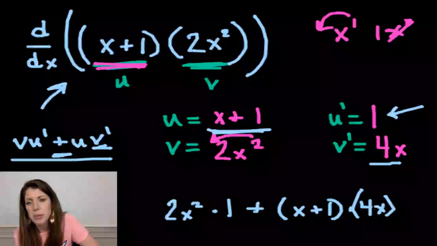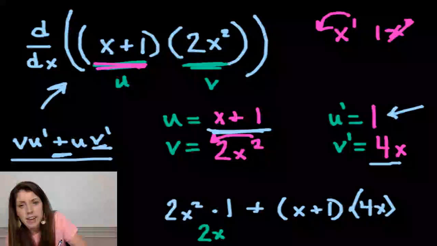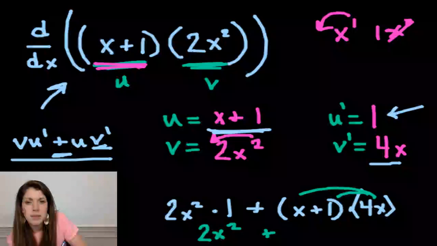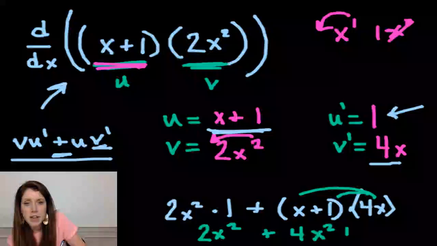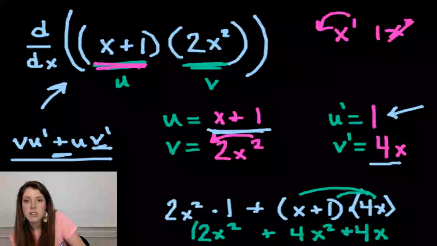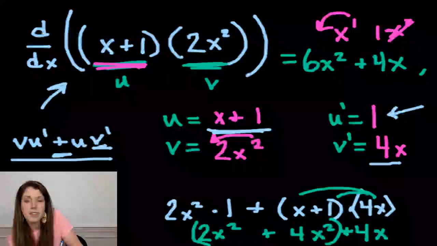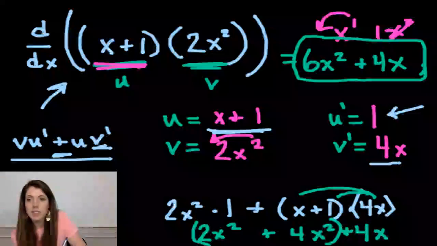Now I know we can simplify that a little bit. So 2x squared times 1, that's just 2x squared, so we don't need to have that extra 1. Plus, let's do a little distribution here to make this look nicer. That would be 4x squared plus 4x, right, if I simplify. And of course that actually even simplifies down, right? We have 2x squared plus 4x squared plus 4x. So my final answer would be 6x squared. We combine these, so the answer is 6x squared plus 4x. The end. Whew.